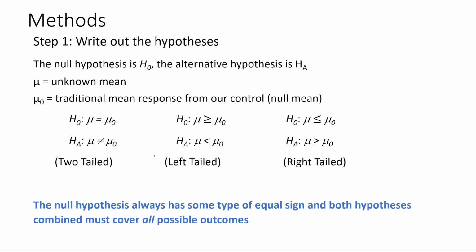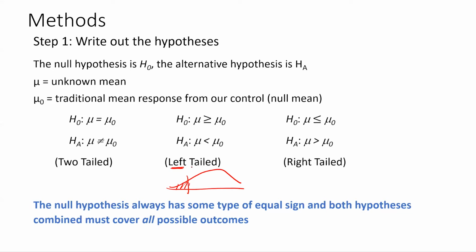For a two-tailed test, our null hypothesis is that our sample mean is equal to our population null mean. Our alternative is that they are not equal to each other. For a left-tailed test, our null hypothesis is that our sample mean is greater than or equal to the null mean. Our alternative is that it is less than our null mean, which makes sense if we're talking about left tail, because we're talking about the left tail of a distribution.